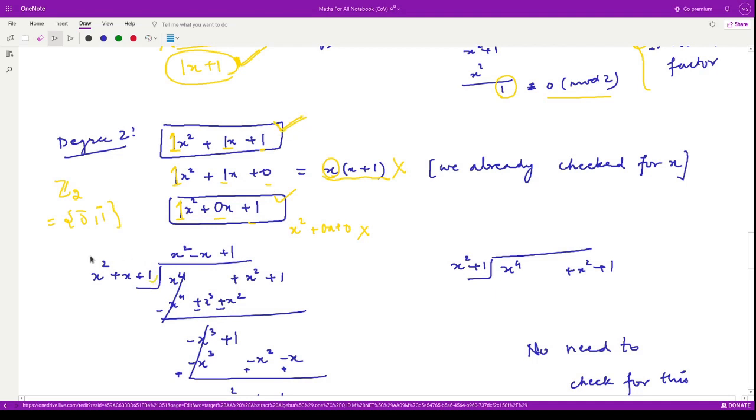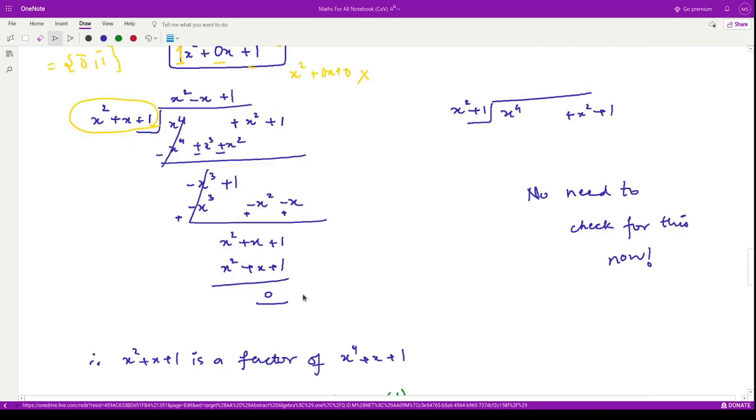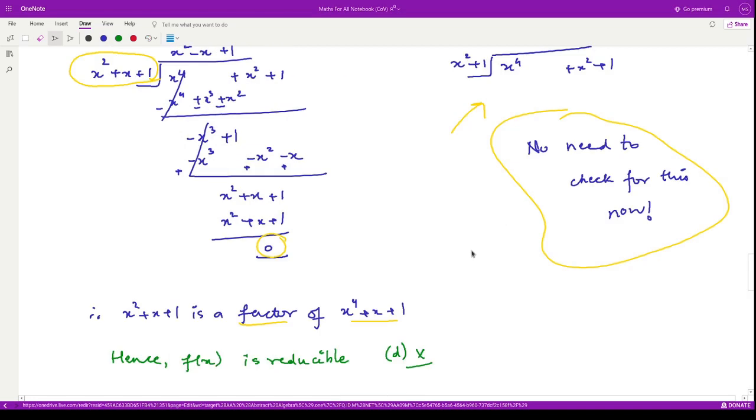So let us look for this factor. When you divide this polynomial with this polynomial, you'll get the remainder as 0, right? So we got a factor for this polynomial. Therefore, we do not have to look for another factor. This is not required as of now because you have limited time in questions. Therefore, now we have a factor for this polynomial. Therefore, this polynomial is reducible over Z2, right? Therefore, this is also not a correct option.